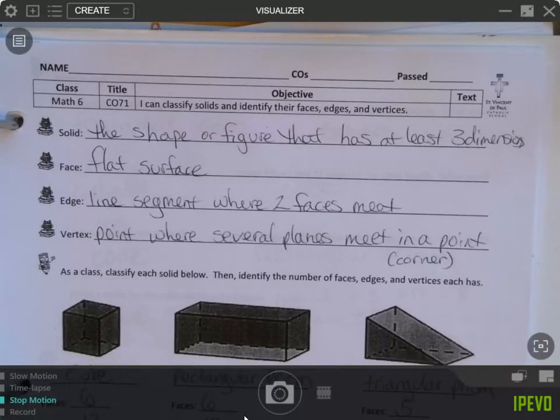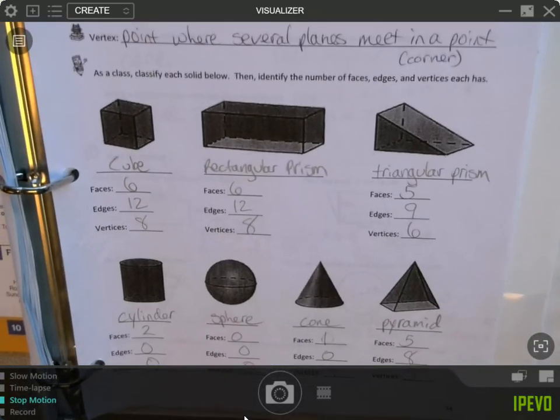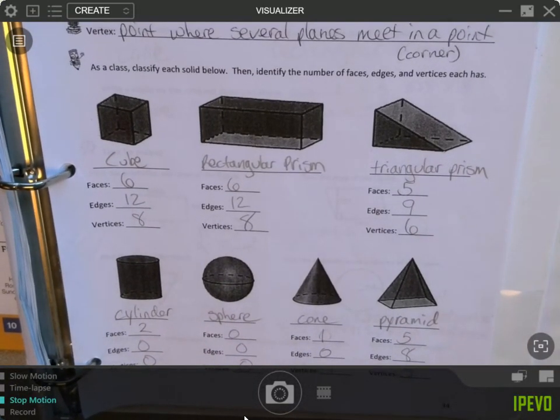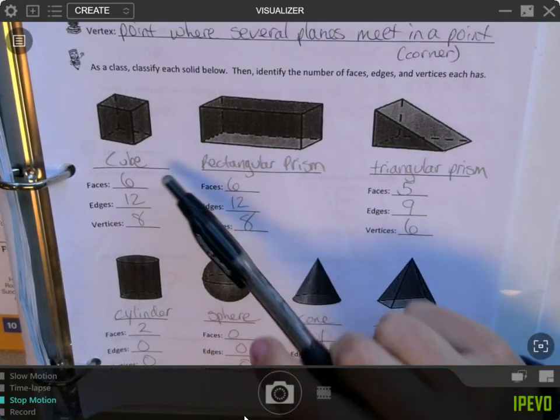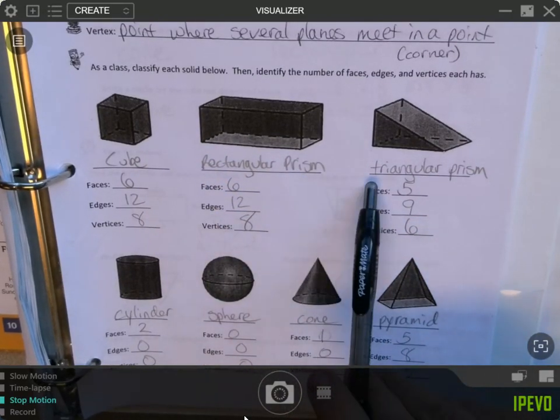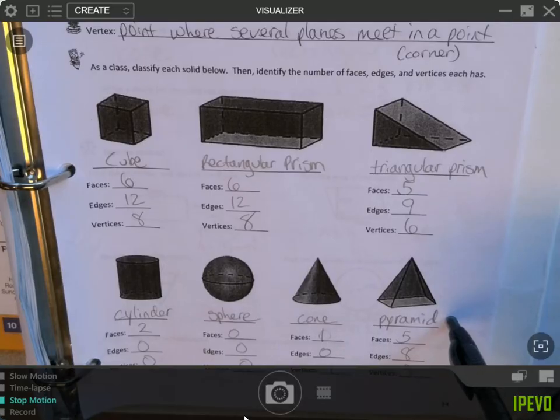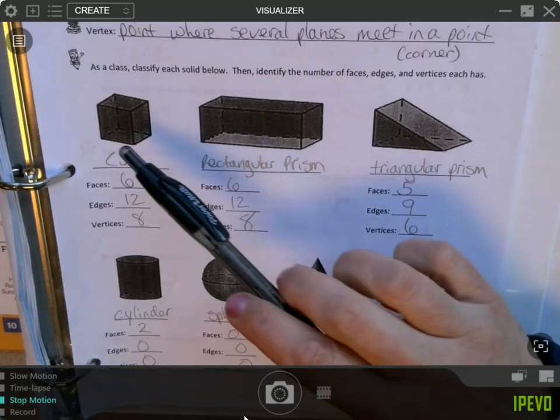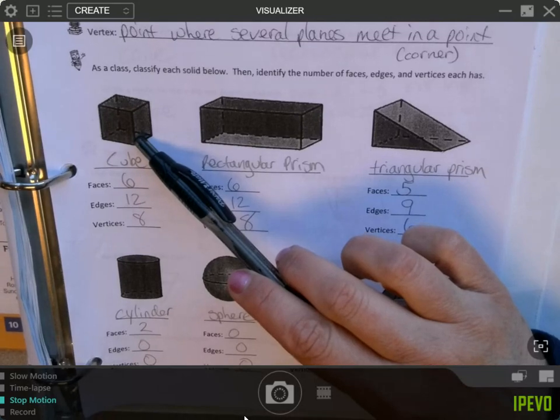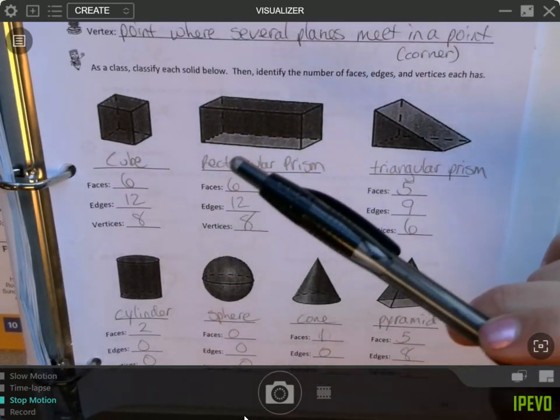Good morning. Today we are correcting CO71, identifying our solids, knowing their faces, edges, and vertices. So just a quick review. There are 7 solids we went over: our cube, our rectangular prism, our triangular prism, our cylinder, our sphere, our cone, and our pyramid. You need to be able to know that the faces are the flat sides. Okay, so you need to be able to count all those flat sides.